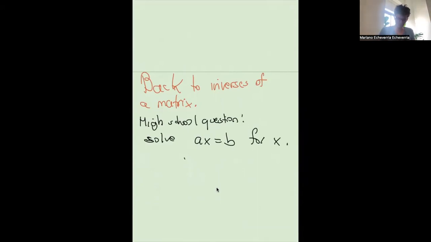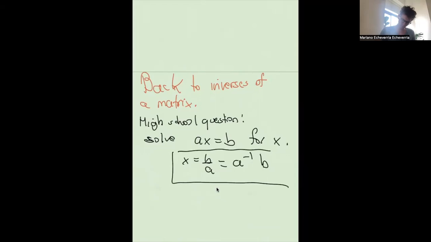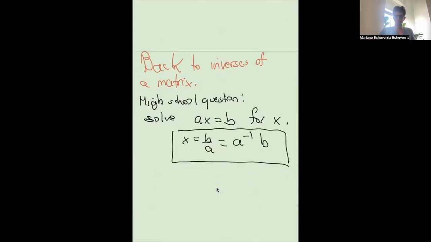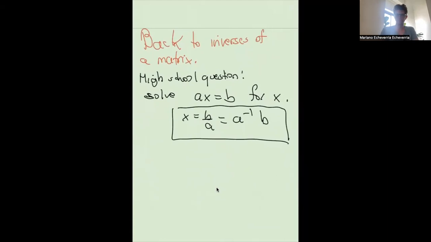Yeah, and that gives you B over A, which I'll write now as A inverse times B. Is that making sense? So far, everyone okay with that? So the solution of AX equals B for numbers is just X equals B over A, or A inverse times B. So let's apply this to linear algebra. So now back to linear algebra.